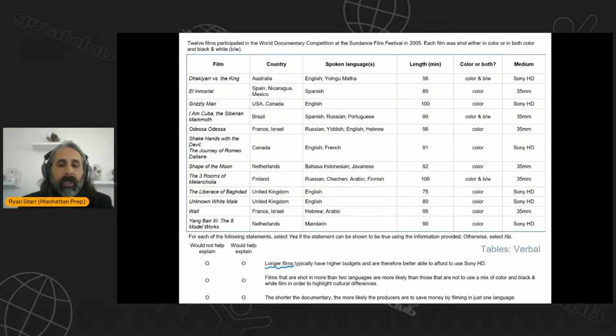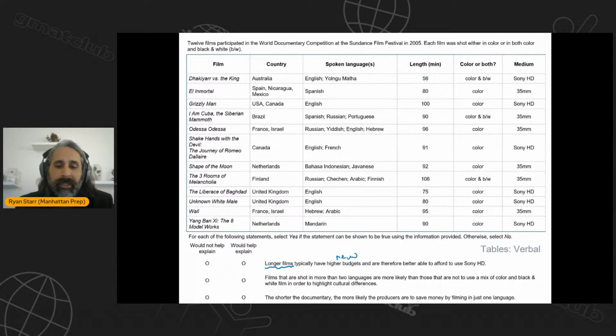So I'd be looking at my longer films. I might be looking at the lower half of the films once I sort by length of table. And see this higher budget, say, okay, put that one on the back burner. That's not there. This is the new thing. New. "And are therefore better able to afford to use Sony HD, the only medium worth using if you're making a serious film for Sundance."